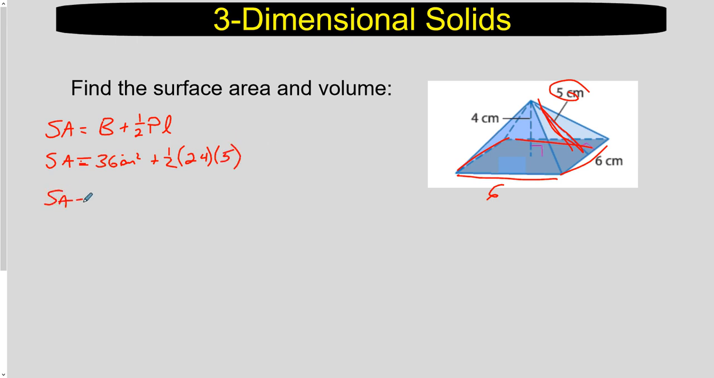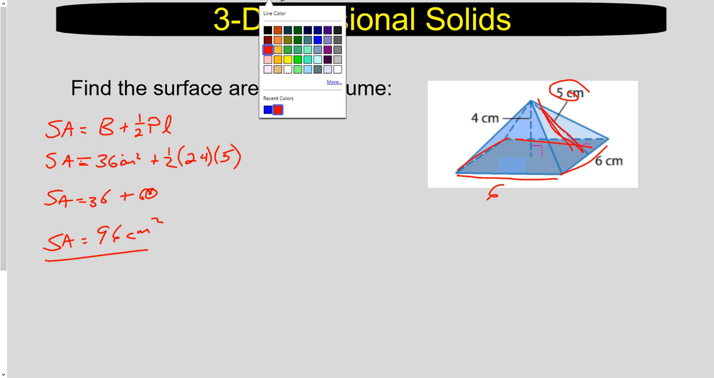So the surface area is 36 plus 12 times 5, or 60. Surface area is 96 centimeters squared. Make sure the units reflect what we're measuring.